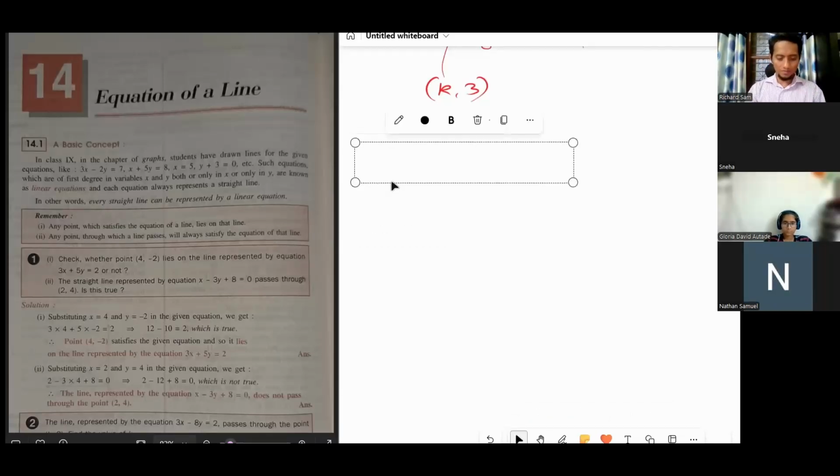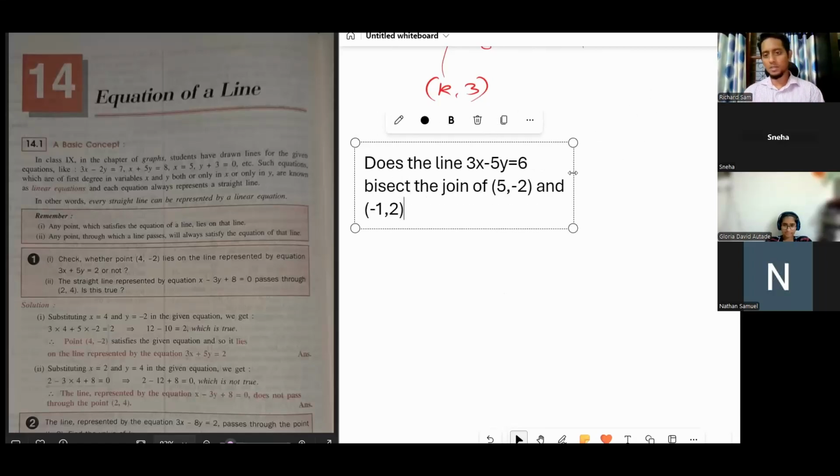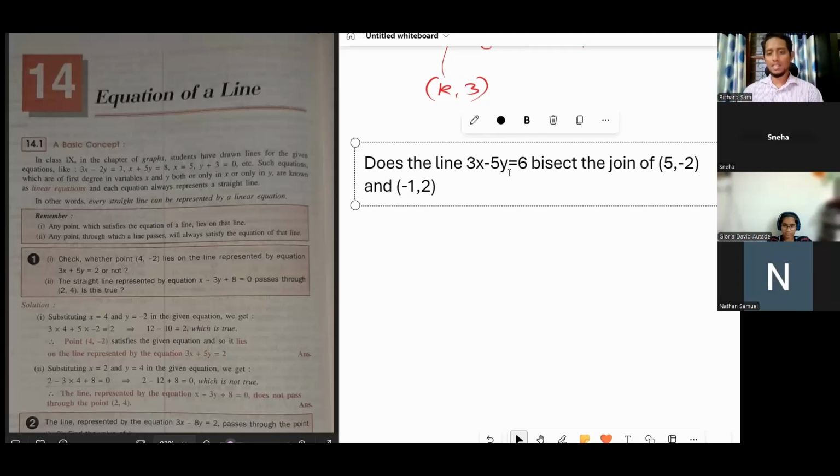Question number 6. Does the line 3x minus 5y equal to 6 bisect the join of 2 points? What does this mean? Does this line bisect the join of (5, -2) and (-1, 2)? What does it mean? See, it's confusing. You have to think. These are all words you know. You know what's the meaning of bisect? What is bisect?